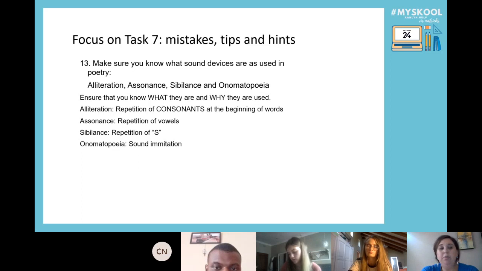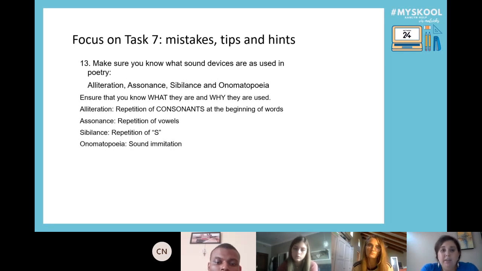for example, the word how and the word so both have the letter O in them. But it's not assonance because the sound is different. One sounds like ow and the other one sounds like O. Okay, so that's not an example of assonance.